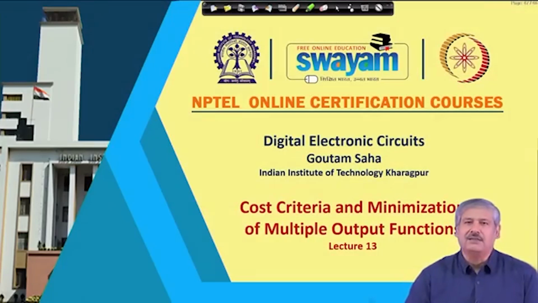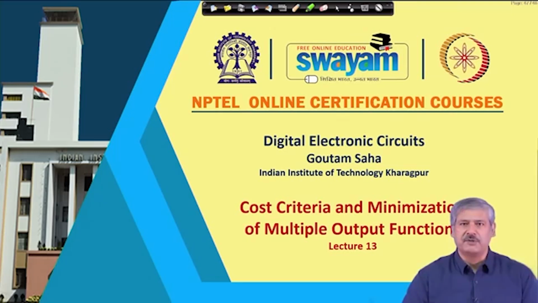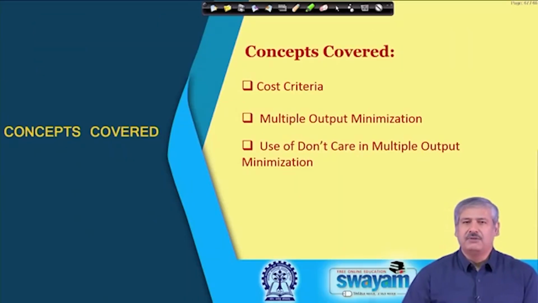Everybody, we are in lecture 13 of this particular course. In previous classes, we have seen how to minimize the logic expression and get an implementation for single output cases. So, in this particular class, we shall look at multiple output minimization, and we shall see that there are very many different possibilities, and we have to weigh one option against the other, for which we need to define certain cost criteria. So, we shall begin this particular lecture by defining certain cost criteria, and then we shall look into the minimization aspect.